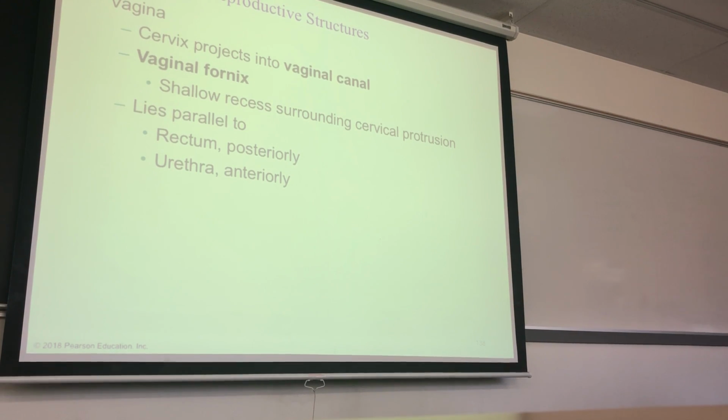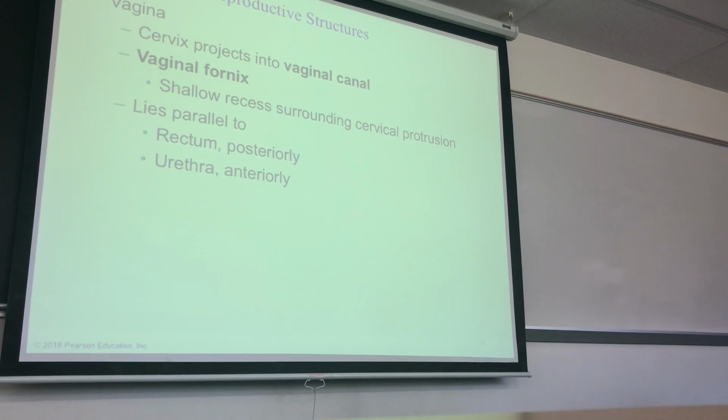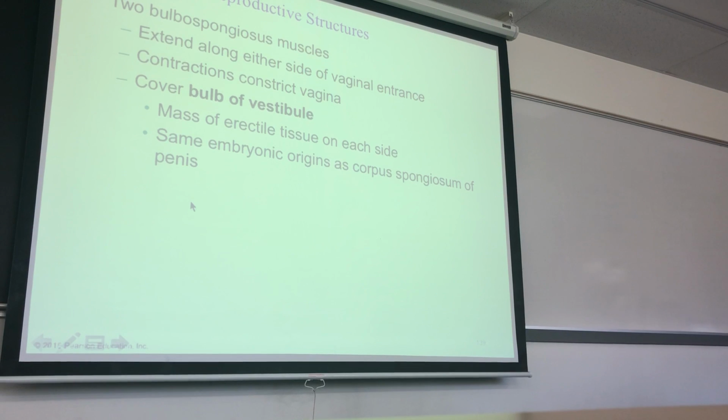The cervix is going to project into the vaginal canal, and there's a shallow recess that surrounds that cervix, which is called the vaginal fornix, and I believe that's on your lab list as well. So the vagina is parallel to the rectum. It's just in front of the rectum and just behind the urethra. There are two different muscles on either side of the vaginal entrance. One is the bulbospongiosus muscle.